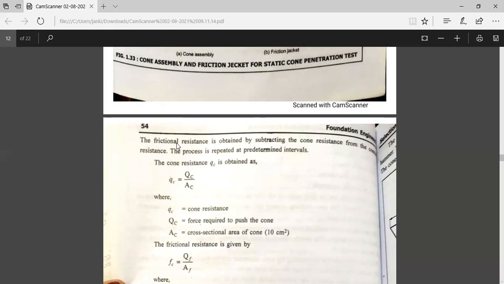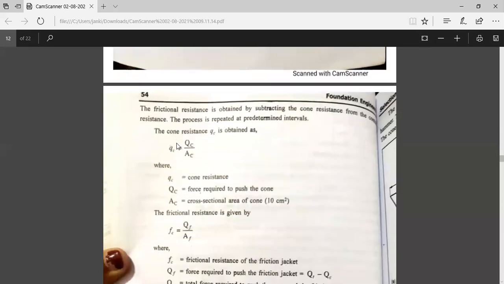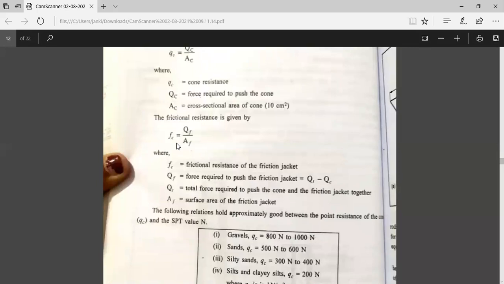The cone resistance is obtained as qc = Qc / Ac, where small qc is the cone resistance, capital Qc is the force required to push the cone, and Ac is the cross-sectional area of the cone, which is 10 square centimeters. The frictional resistance is given by fc = Qf / Af, where fc is the frictional resistance of the friction jacket.